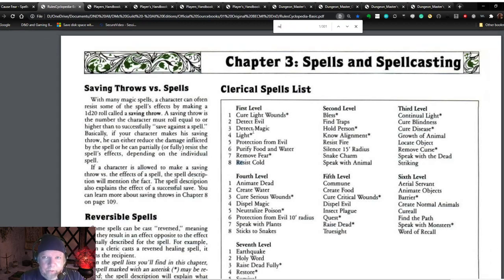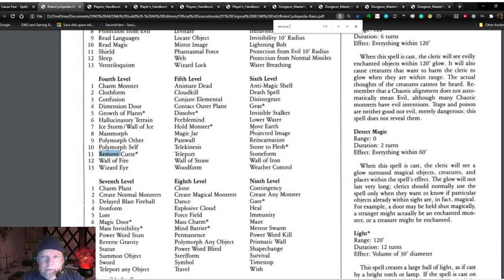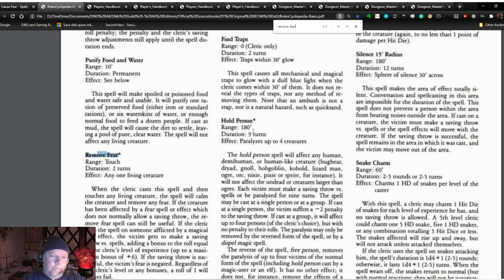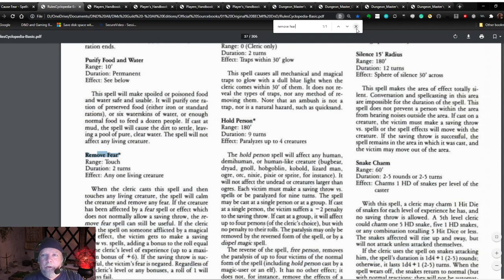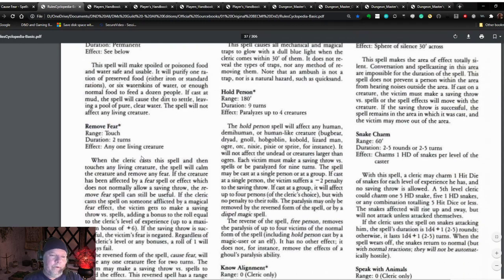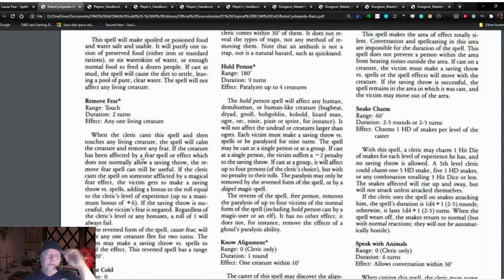So now we're going to go and look at remove fear. Okay, so here we go. Let's see what remove fear does. Remove fear or cause fear. You have to touch a living creature. And the duration is 2 turns. That's 20 minutes. So if you cast the reverse of this spell, cause fear, you have to reach out and touch your enemy. And then they're afraid of you for 20 minutes.